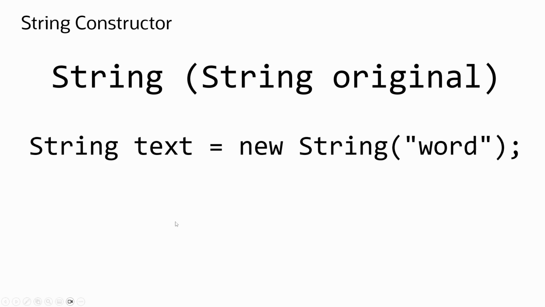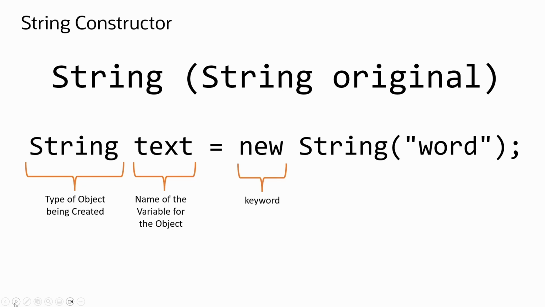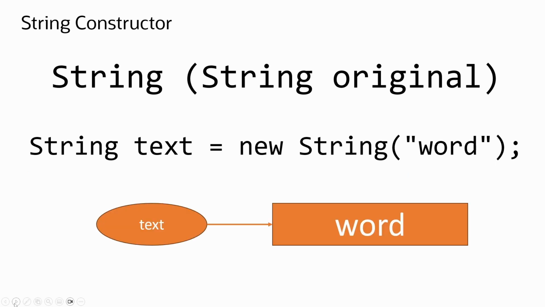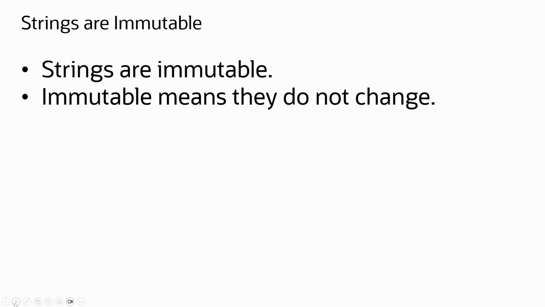So let's see an example. String text equals new string word. We have the type of object that we're creating, the name of the variable, equals the keyword new, the name of the constructor, which is also the name of the class, and the string literal argument word. What that will do is it will create text as a reference to a copy of that string literal word that is also word.